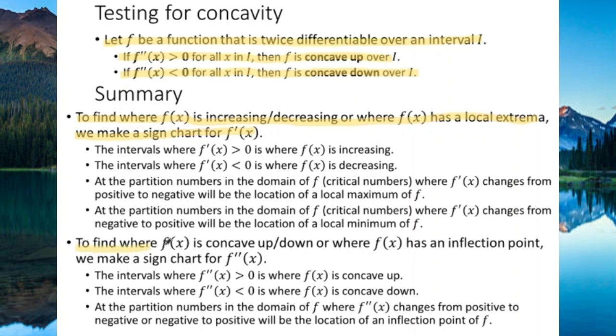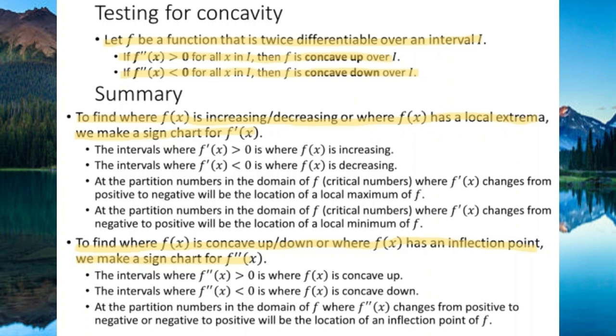If we're asked to find where our function f of x is concave up or concave down, or where f of x has an inflection point, we will make a sign chart for f double prime of x. The intervals where f double prime of x is positive is where f of x is concave up, whereas the intervals where f double prime of x is less than 0, the function will be concave down.